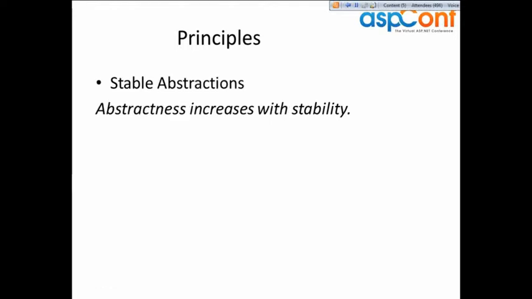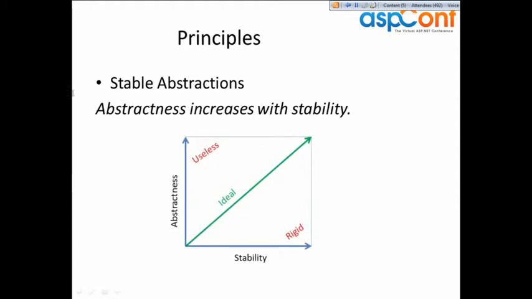Which brings us to the next principle, stable abstractions, which basically states that your components, your assemblies, your projects, should be as abstract as they are stable. So that is, stable components should be more abstract, unstable components should be more concrete. Assemblies that have many inbound dependencies should be more abstract, those with few dependencies should be concrete. We can graph the relationship between abstractness and stability as shown here.